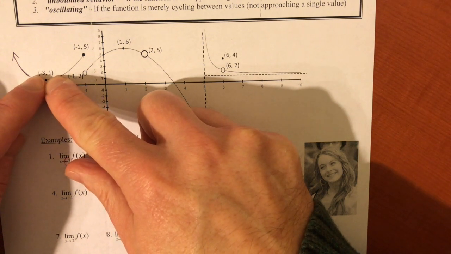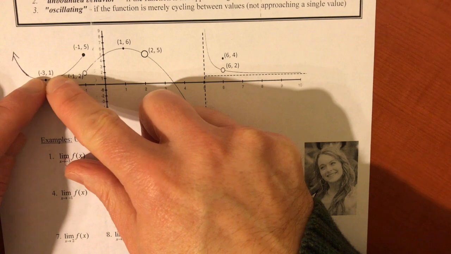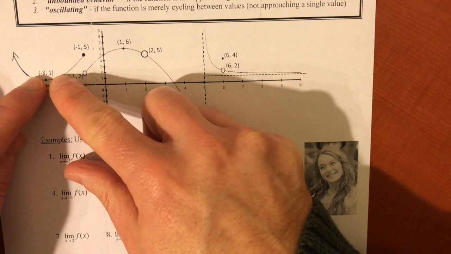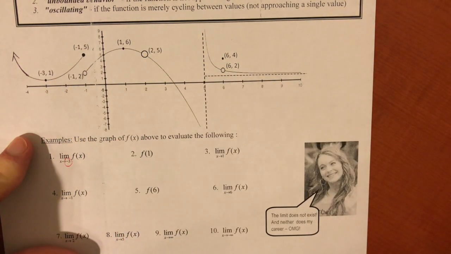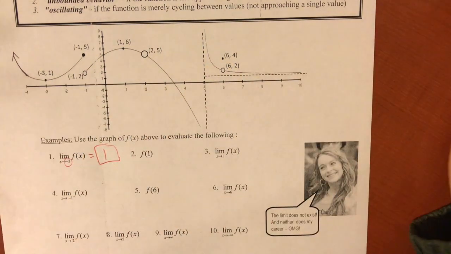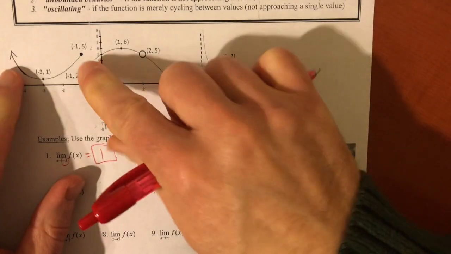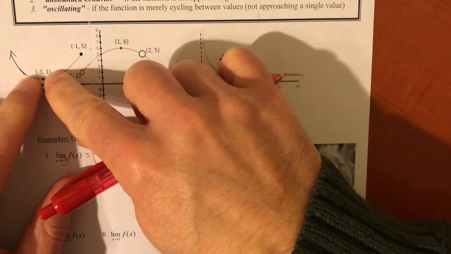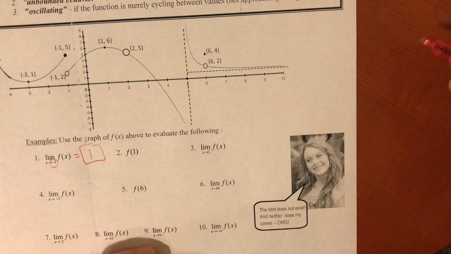As you get infinitely close to that point, the y values from both sides are approaching 1, the y value at that point. So that's the answer, 1. As you approach -3, the function approaches a value of 1. That's it. That's that easy.